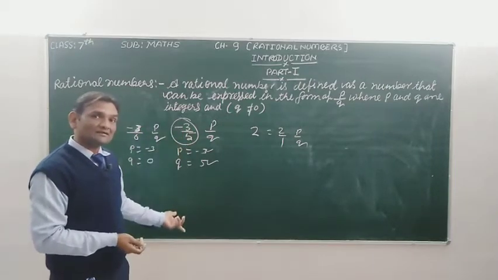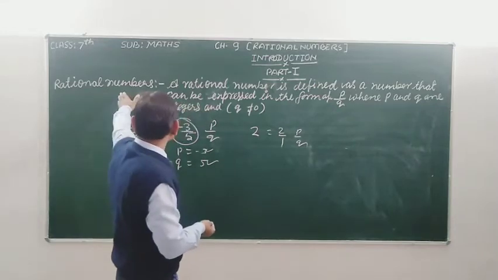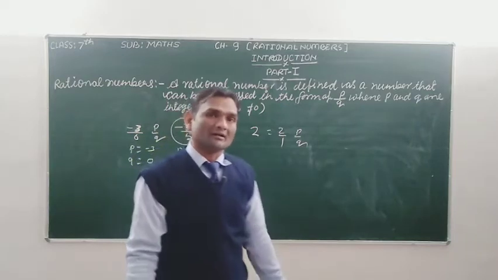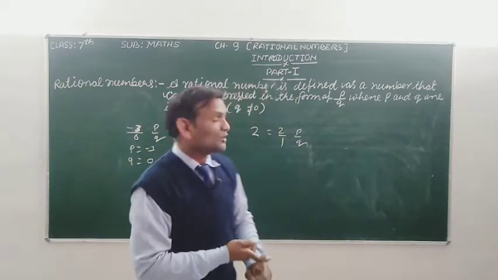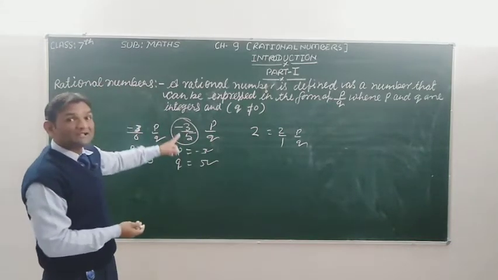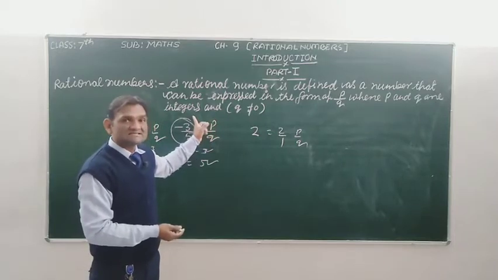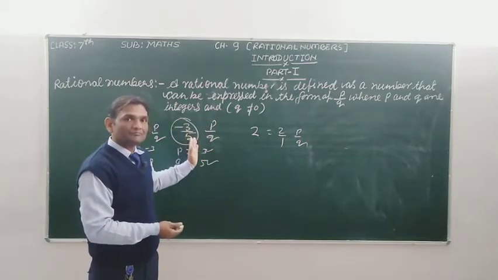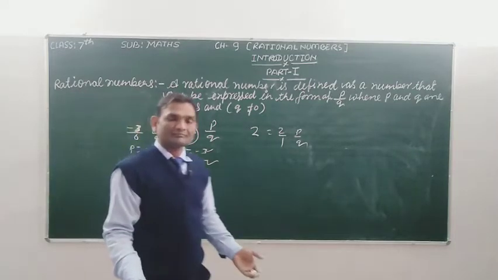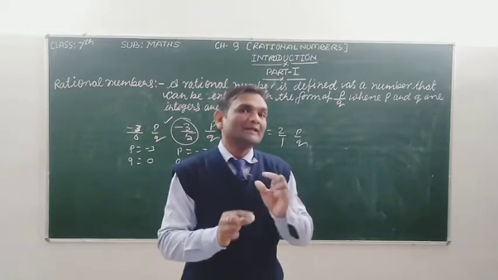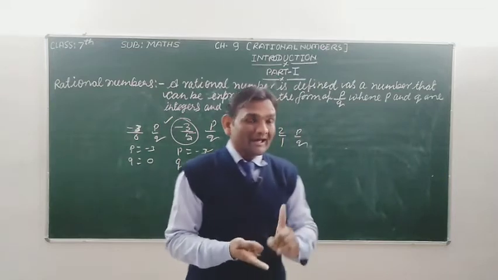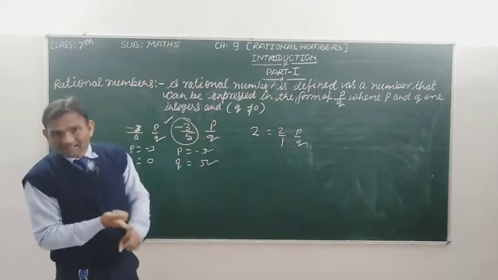Because minus 3 is an integer. And in the definition of a fraction, P and Q should be whole numbers. P और Q कैसे होने चाहिए? Whole number होने चाहिए. And in the definition of a rational number, P and Q should be integers. ये integer होने चाहिए. So, students, this is the major difference between a rational number and a fraction. In a fraction P and Q will be whole numbers, and in a rational number P and Q will be integers.